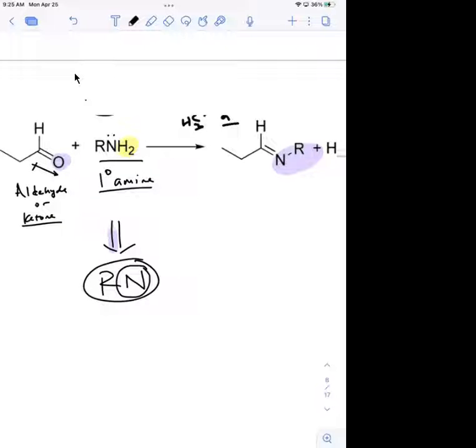And if somebody can tell me how you think we get rid of the oxygen, I'll buy you lunch. How do we get rid of oxygen? What's the most facile and easiest way to get rid of oxygen in a reaction, especially the reactions we've been looking at?